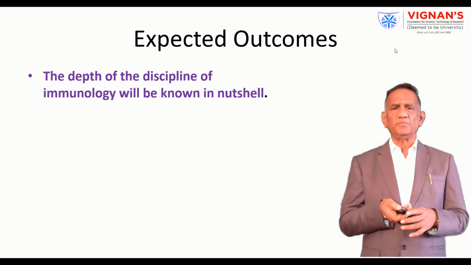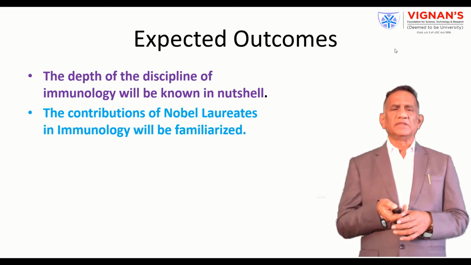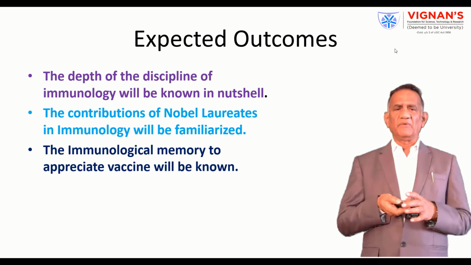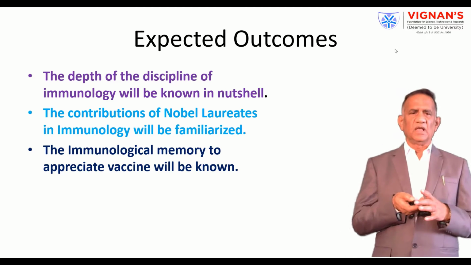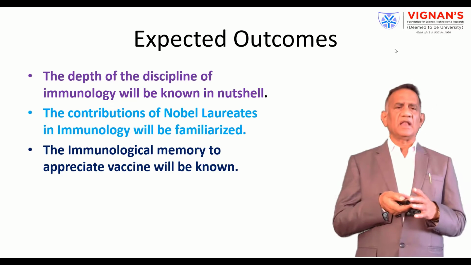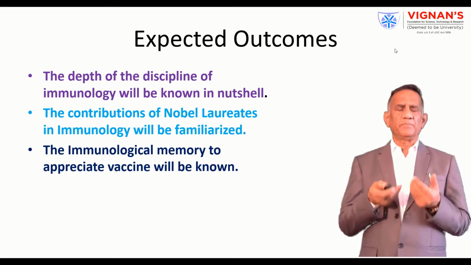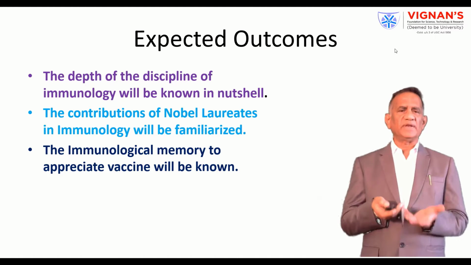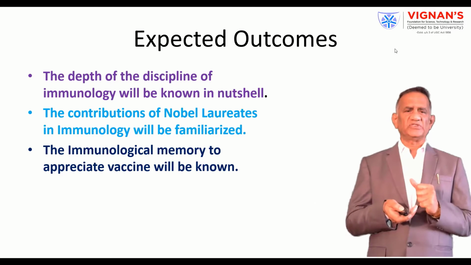The second is that the contributions of Nobel laureates in immunology will be familiarized. The third is that the immunological memory, to appreciate the vaccine, will be known. Nowadays, everyone is speaking of the vaccine. Hitherto, we were not concentrating that much on vaccines. Now, in every nook and corner of the world, people keep speaking of the vaccine, the coronavirus vaccine, the COVID-19 vaccine. That is why immunological memory is very much essential.